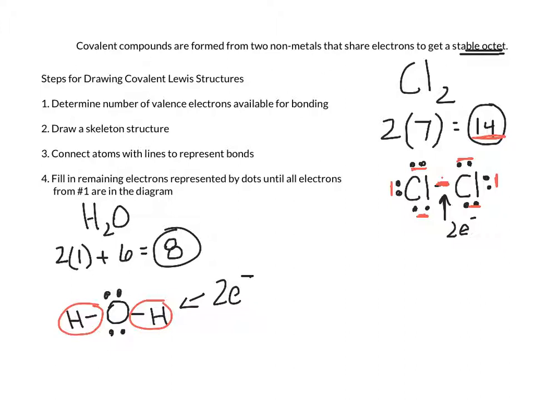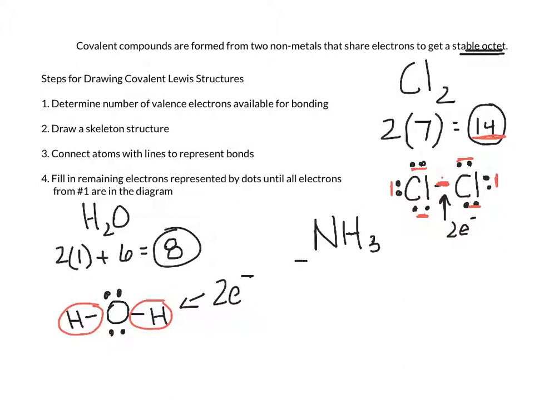And so we're done. We've done our structure for water. Let's try another one. Let's do NH3. NH3 is ammonia. Eventually you'll need to know that when we get to our naming unit, but for now it's okay that you don't. NH3 is ammonia. But we're going to start by determining our valence electrons.